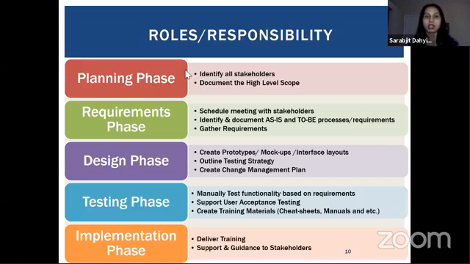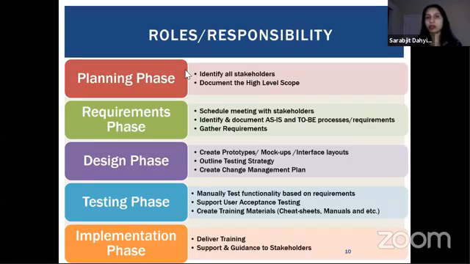But in the things that I've supported, most of the time, I'm the one creating, taking screenshots and writing a blurb or two on what needs to happen on that screen. And then in the implementation phase, this is where you'll be delivering the training to your stakeholders, and you'll be supporting and guiding them as we roll the project, as we cut the project over.